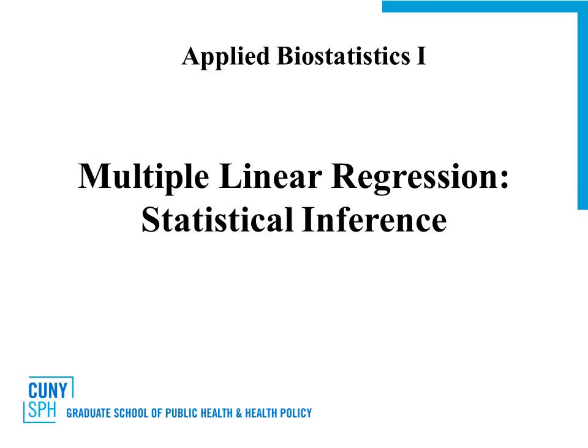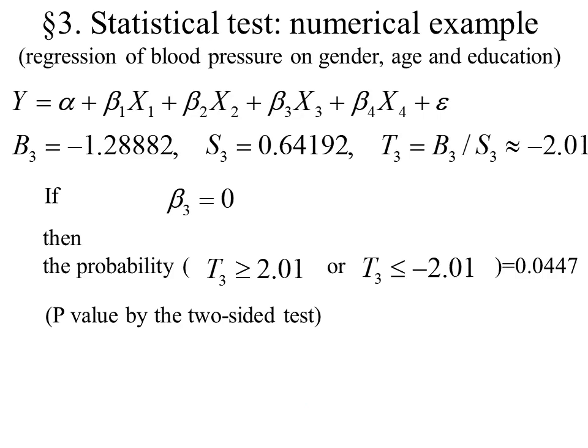This is part 3 of the lecture on statistical inference for linear regression. We will go through a numerical example of the statistical test for regression coefficient. Linear regression of systolic blood pressure on gender, age, and education was done. Let's look at results related to x3, which is the binary variable for high school graduates.